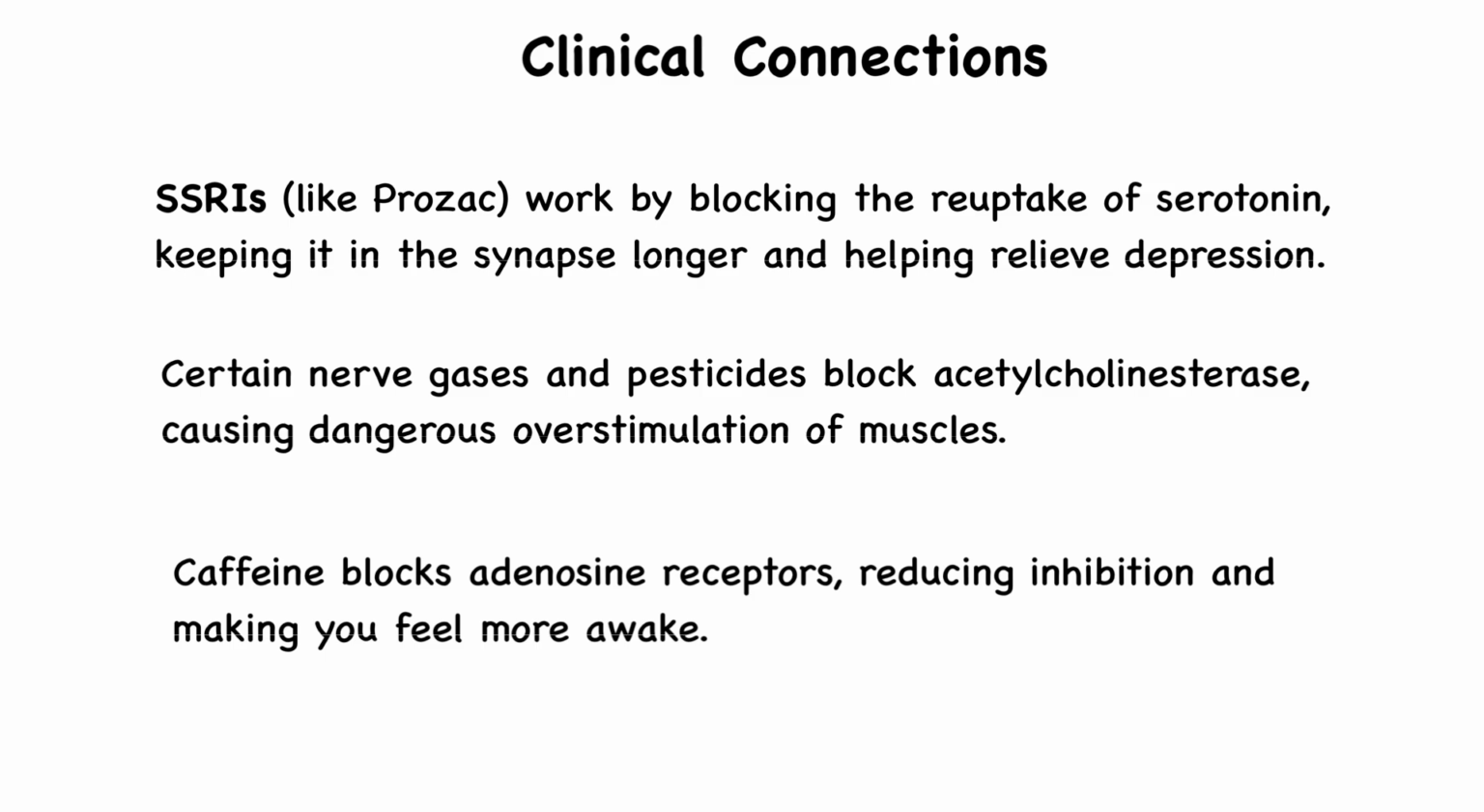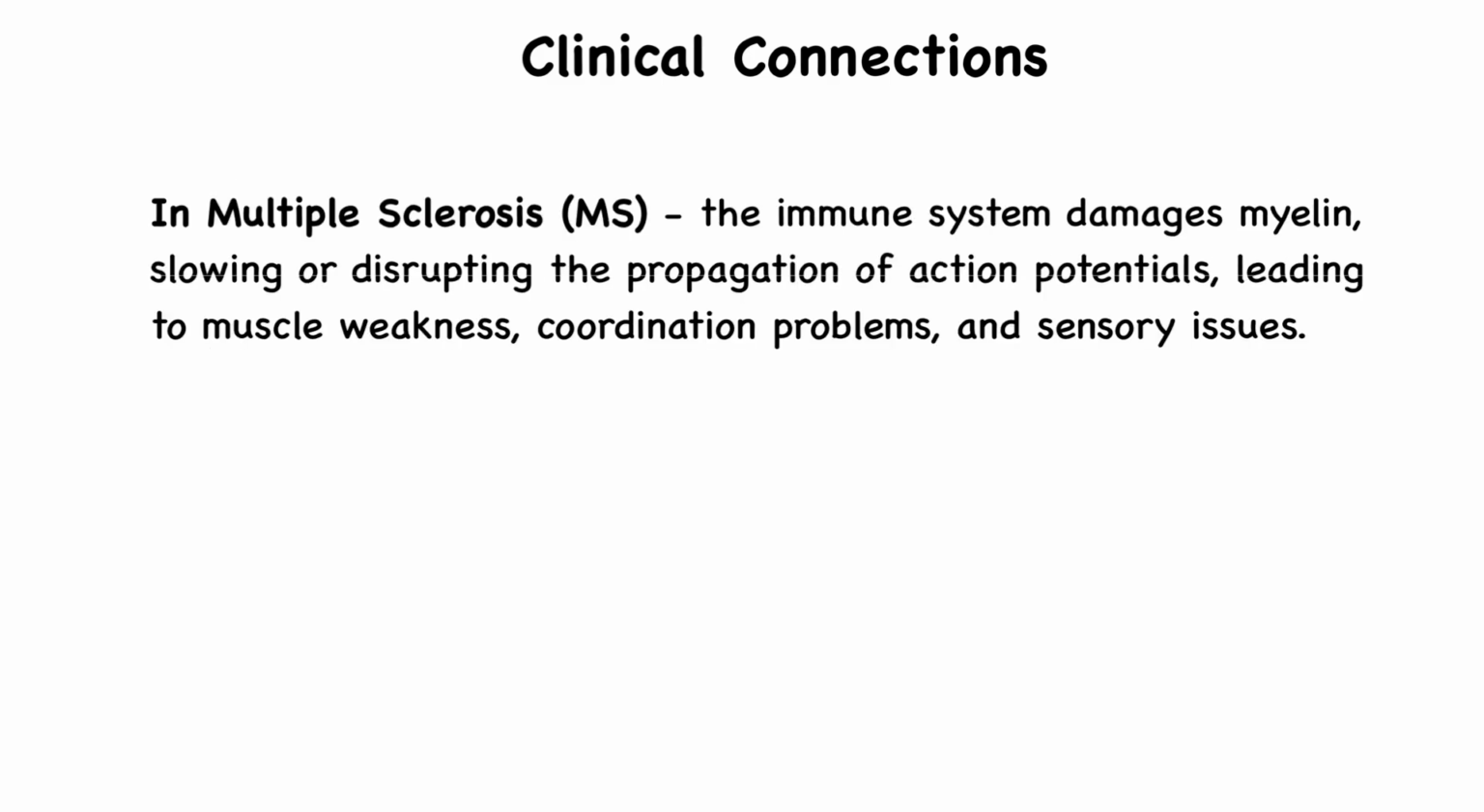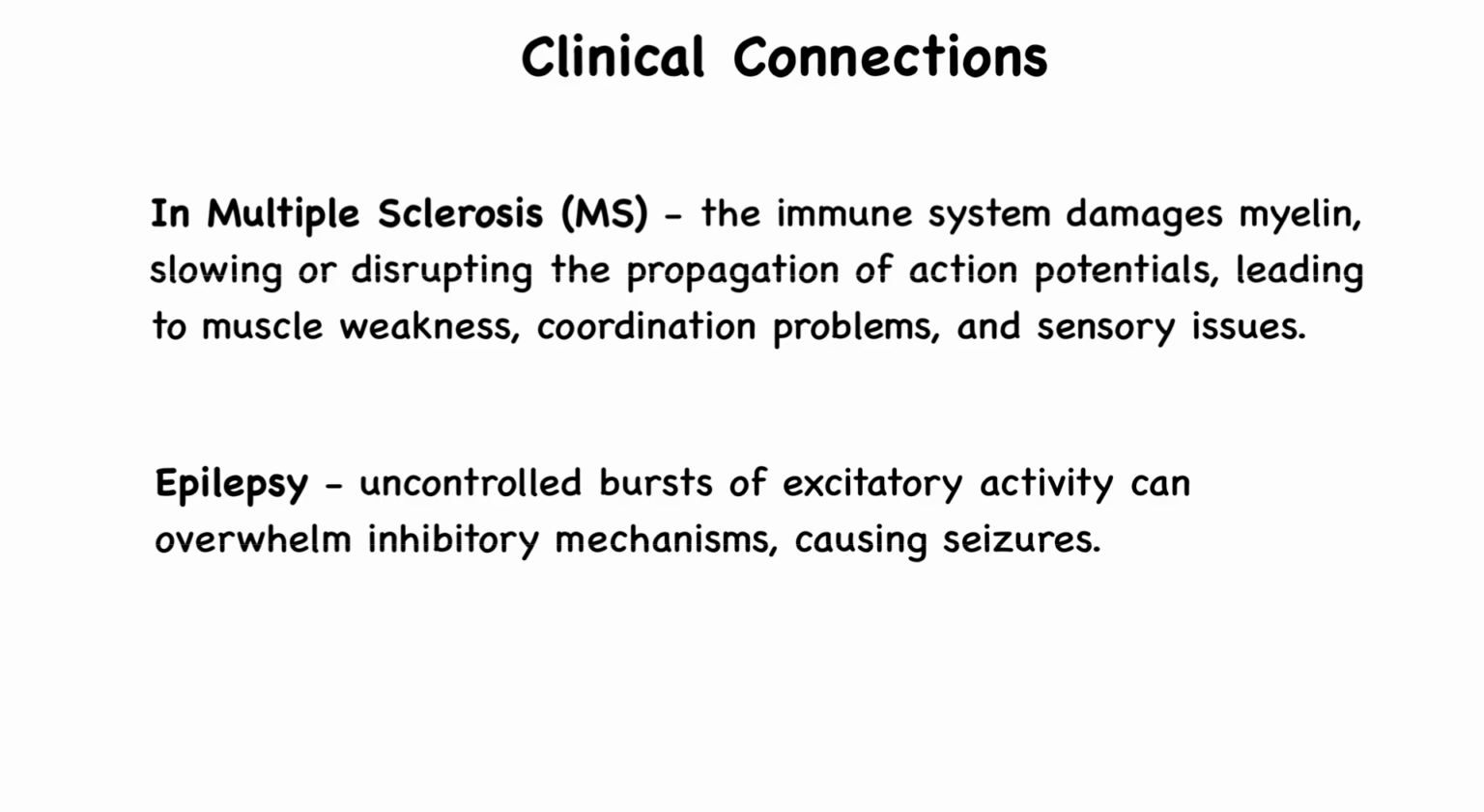Neurological disorders also highlight the importance of proper synaptic communication. In multiple sclerosis, the immune system damages myelin, slowing or disrupting the propagation of action potentials and leading to muscle weakness, coordination problems, and sensory issues. In epilepsy, uncontrolled bursts of excitatory activity can overwhelm inhibitory mechanisms, causing seizures. These examples show why understanding synaptic transmission is so important. Neuronal communication is finely tuned and can be easily disrupted, and knowing how it works helps us to see the connection between neuroscience, medicine, and everyday life.